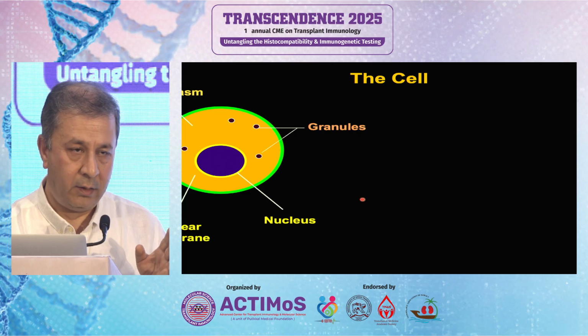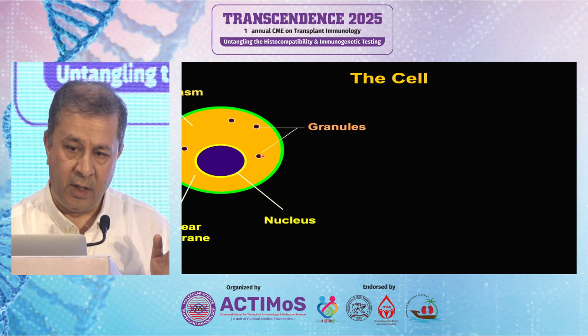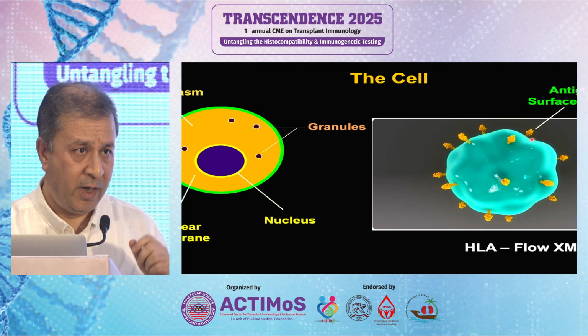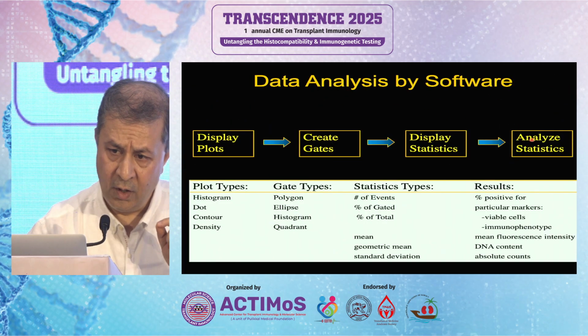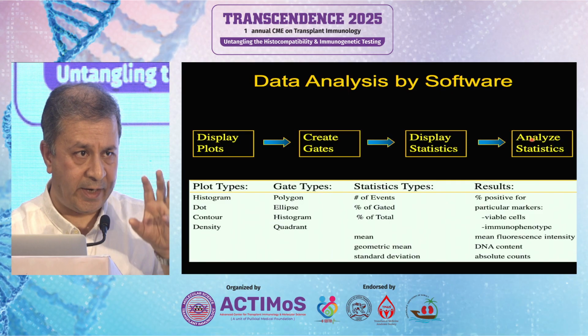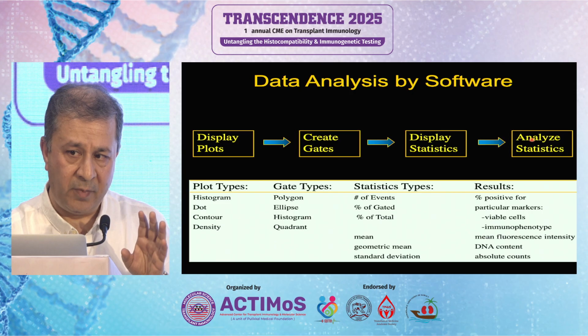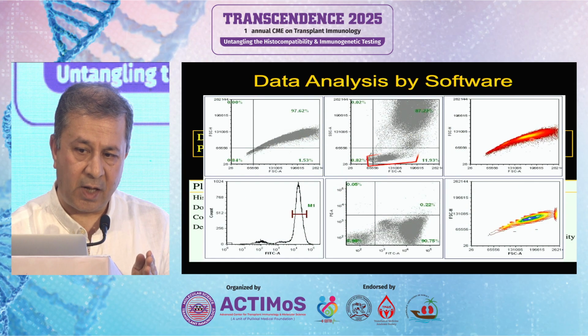So this is the cell. Any cell you can interrogate anywhere, whether on the surface, in the cytoplasm, nucleus, granules, etc. But when it comes to HLA flow cytometry, you're only targeting the membrane antigens, the antigens on the membrane of the cell. You basically get your dot plots, you create gates on them on a software platform, and then finally ascertain the presence of the fluorescence on them. So this is how it goes.